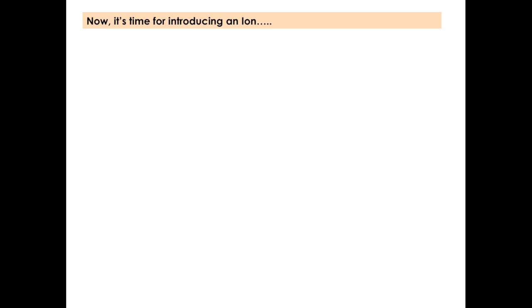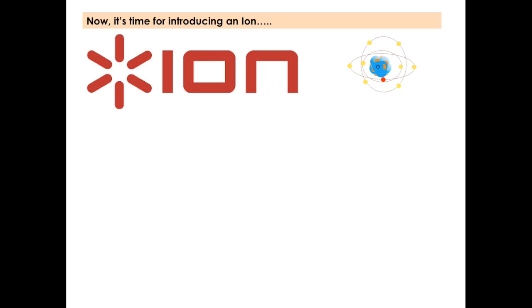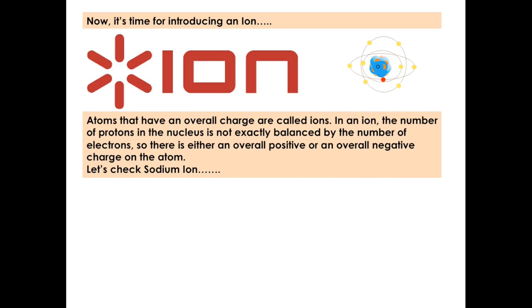Now, it's time for introducing an ion. Atoms that have an overall charge are called ions. In an ion, the number of protons in the nucleus is not exactly balanced by the number of electrons, so there is either an overall positive or an overall negative charge on the atom. Let's check the sodium ion.